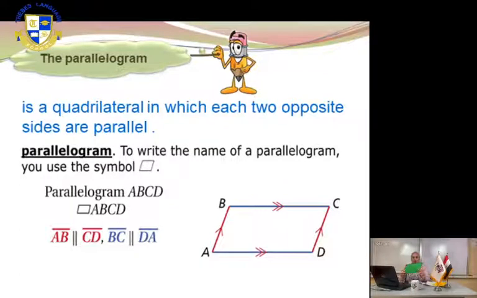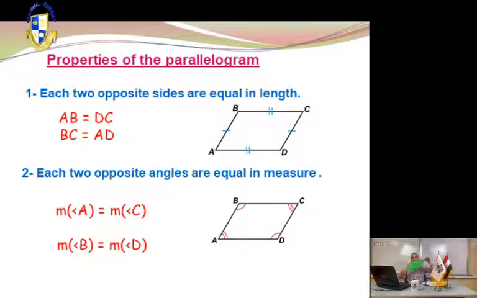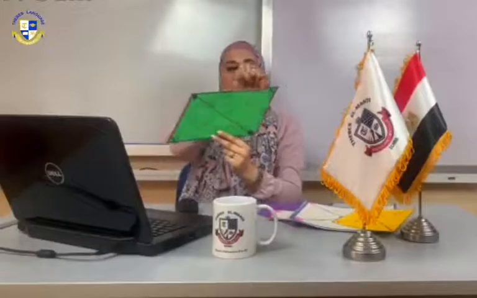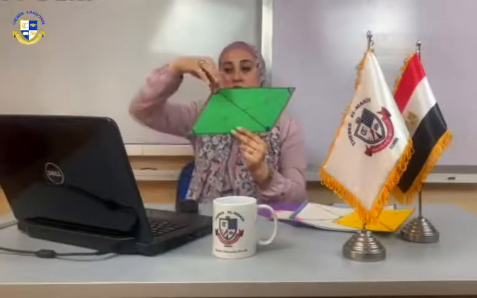The properties of the parallelogram. And be careful, these properties will continue with us in every shape. Each 2 opposite sides are equal in length and parallel to each other. So AB equals DC, BC equals AD. Each 2 opposite angles are equal in measure. So measure of angle A equals measure of angle C, and measure of angle B equals measure of angle D.